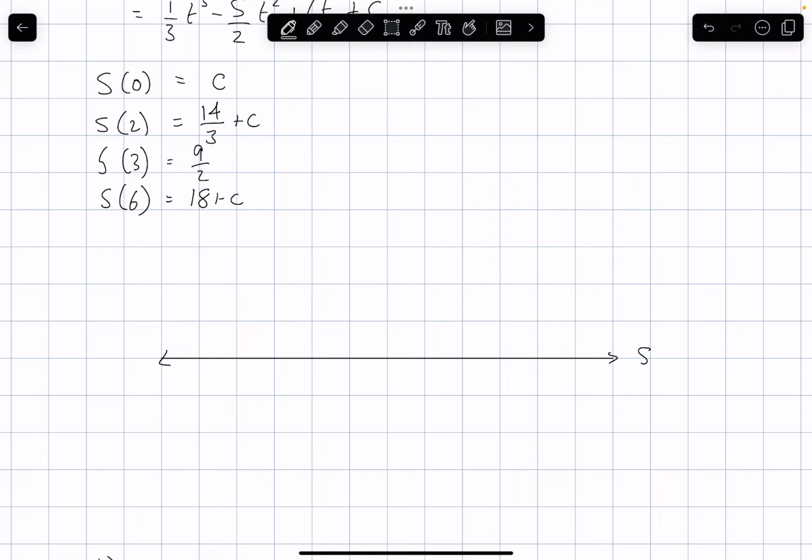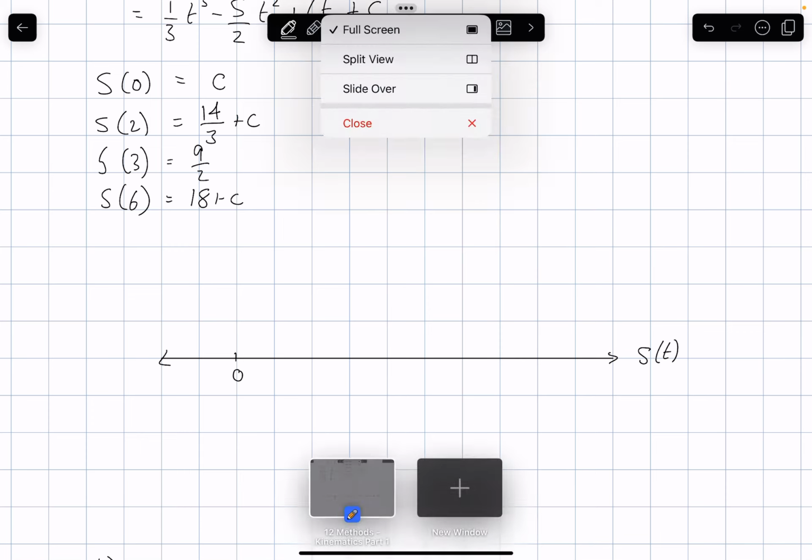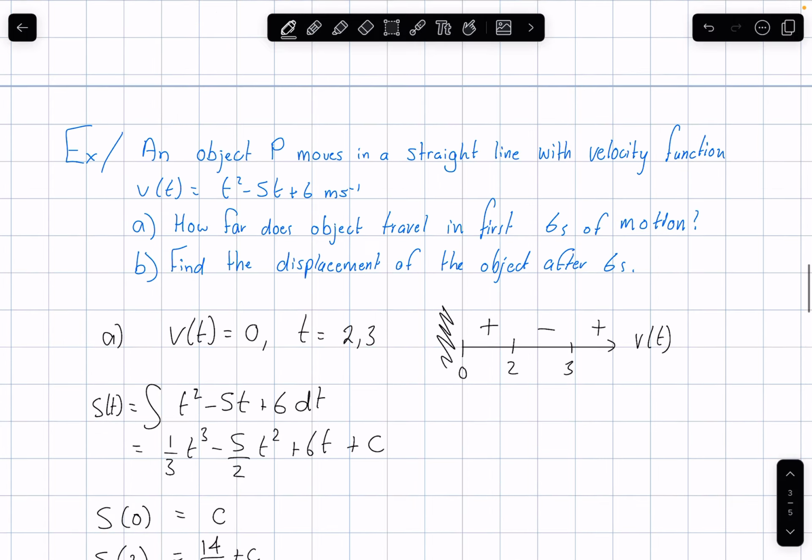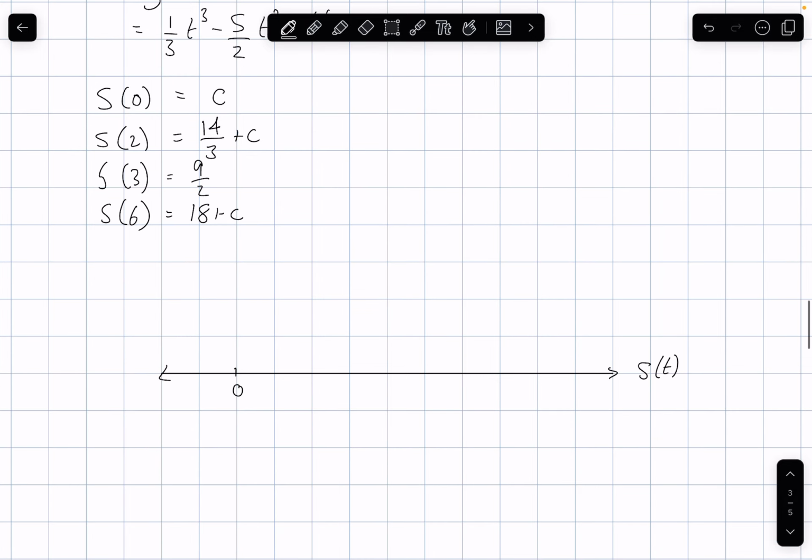So if this is my s of t, I've got, say, 0, I've got, depending what c is, but 14 on 3 is actually smaller than 9 on 2. So I'm going to be moving to the right from c to 14 on 3. So let's go 14 on 3, that's bigger than 9 on 2.